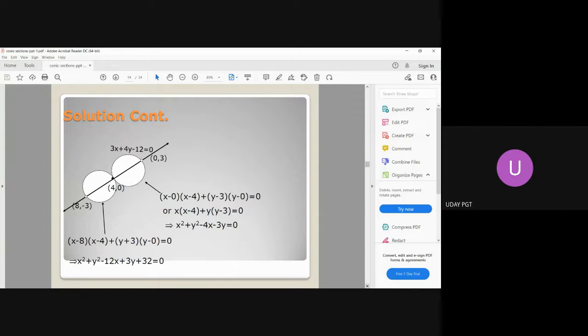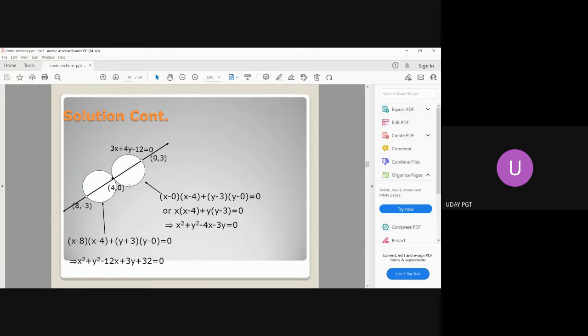That can be done in another way normally. Now you need to find the equation of the circle from the end points. Here, see the figure: the line 3x plus 4y minus 12 equal to 0 is given to you. One end point is (0, 3), another end point is (8, minus 3), and one end point is (4, 0).